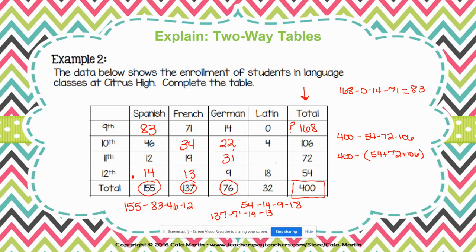And then I only have one more space to figure out, and I can do this by taking 72 and subtracting all of these from it, or by taking 32 and subtracting all of these from it. And it should give me the same answer either way. So if I do 72 minus 12 minus 19 minus 31, I get 10. So now my two-way table is completely filled out, and I can use the two-way table then to answer questions.